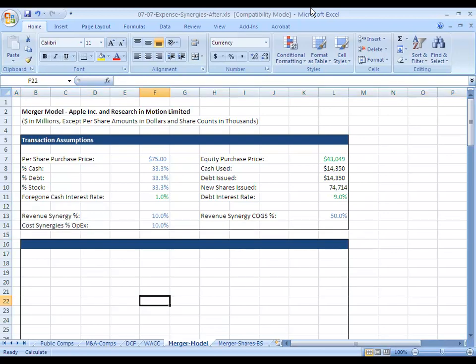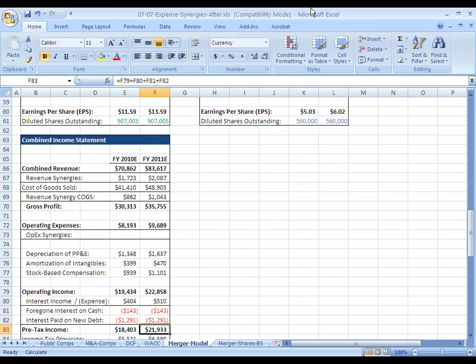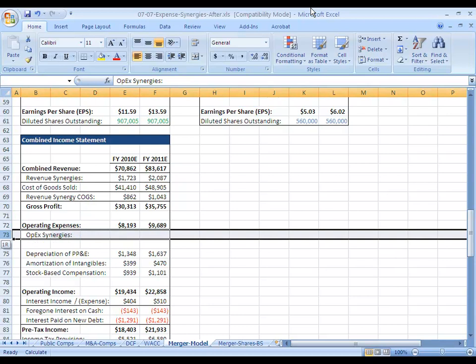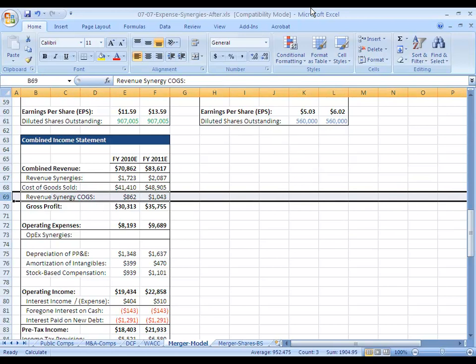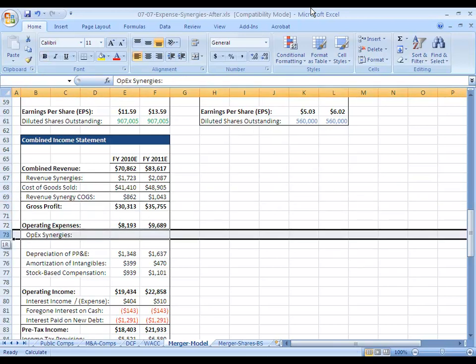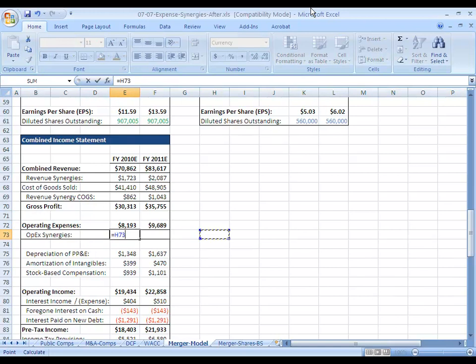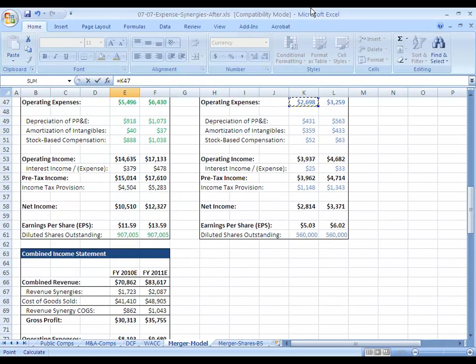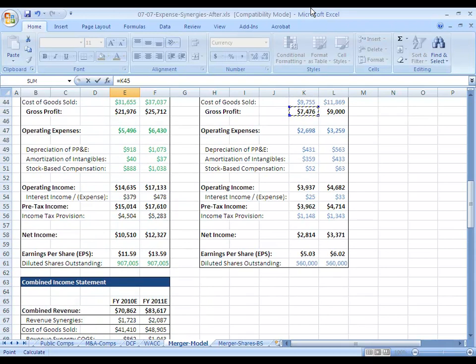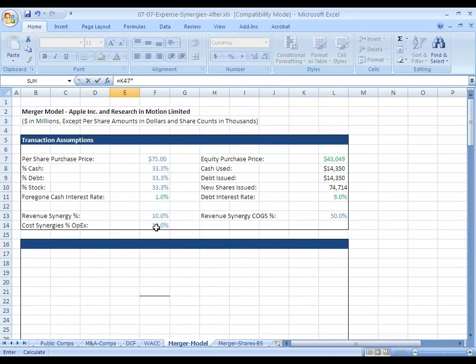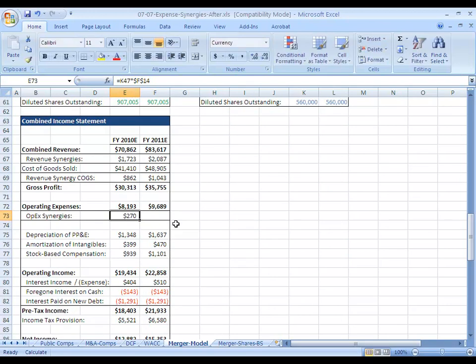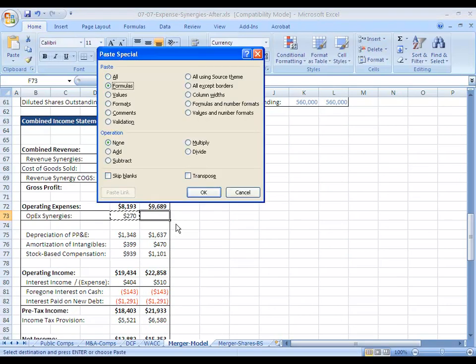So to actually implement it in our merger model now, let's go down to our combined income statement. You'll see I have right under operating expenses this line for OpEx synergies. Remember from before that we had entered these new lines for revenue synergies and the COGS associated with revenue synergies. So for OpEx synergies, what I'm going to do here is go over to RIM's operating expenses. So around 2.7 billion going to 3.3 billion. And then I'm going to go up and multiply by this 10%. I'm going to anchor it with F4. So we have 270 in year one, going to 326 in year two.